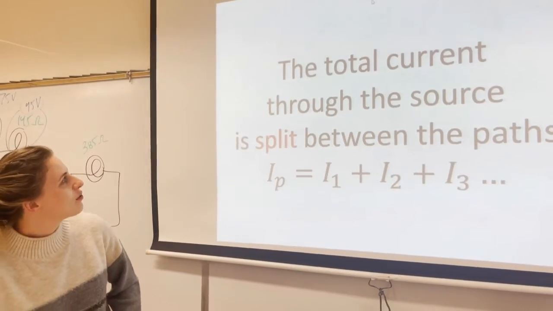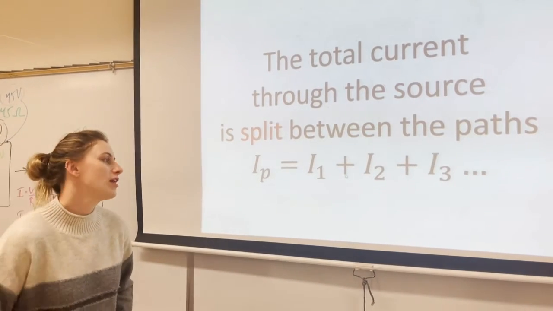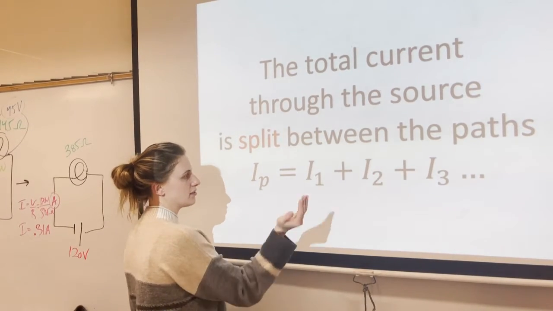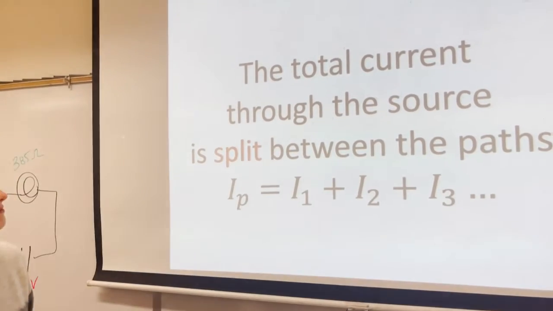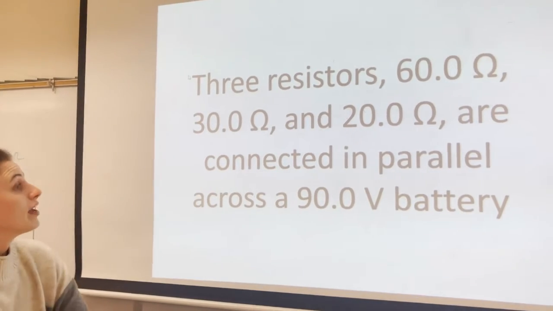The total current through the source is split between the paths. So for a parallel circuit, when we're adding up the current, it's the first current plus the second current plus the third current. And we saw that with our second fragment. Okay, finally a practice problem.